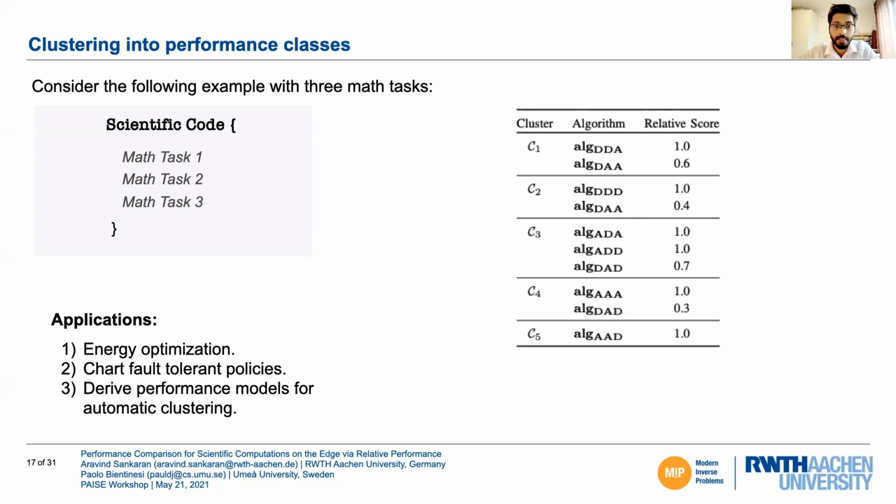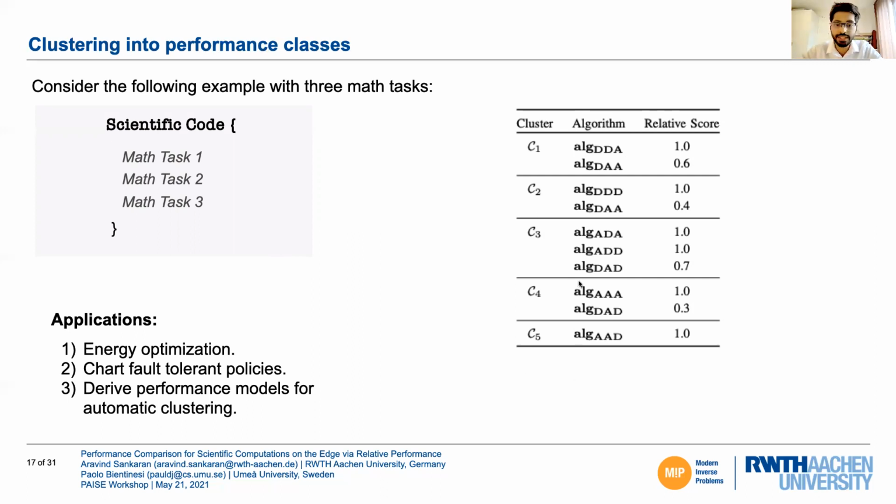And finally, one of the most important applications is, recall this scientific code is a sequence of mathematical tasks. And if this number of tasks is increasing, it's not practical to measure all possible combinations and get the distributions and then get this table. So in such an instance, we would need a performance model that would automatically do this clustering.